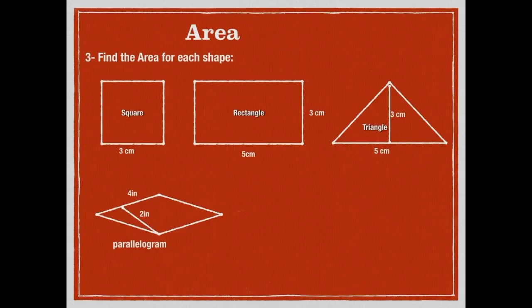Now to calculate the area, we start with the square. We have a side of 3 units, multiply by itself, side times side, you get 9. And the unit of the area is unit of length squared, centimeter squared. For the rectangle, length times width, 5 times 3, 15 centimeters squared.